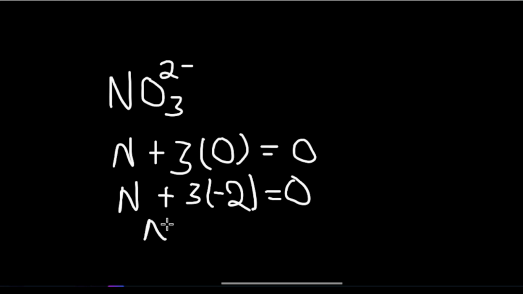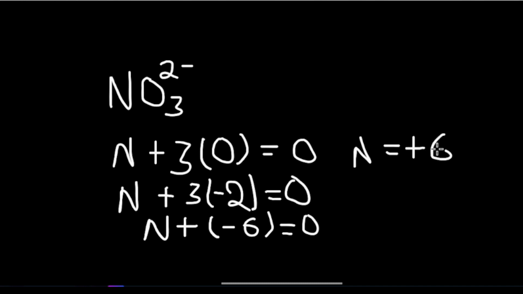So N will be 3 times minus 2, which is minus 6, being equal to 0. So now N will be equal to 6; when it crosses the equal sign, it will be plus 6. So implying that the charge of nitrogen is plus 6, because once you have three oxygen atoms, that's going to be 3 times the charge of oxygen, which is minus 2, which is minus 6. Then the net charge of the whole compound has to be 0, because here we have plus 6, and here we're going to have a minus 6.